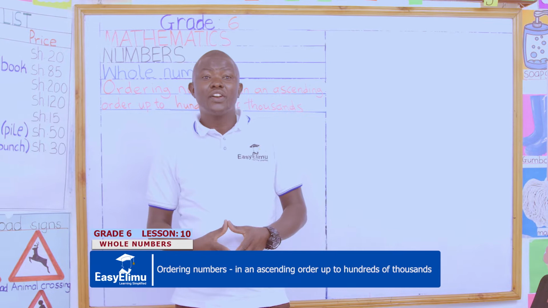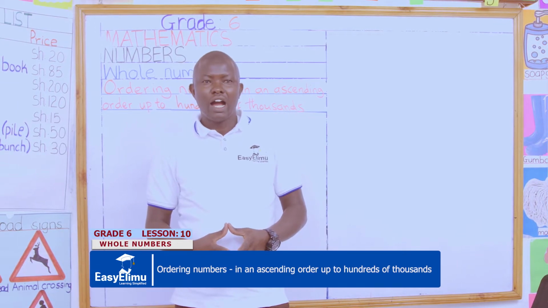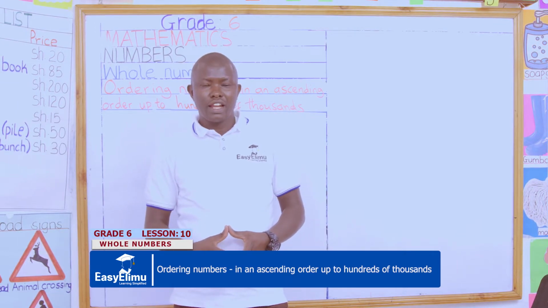How can you order numbers in an ascending order?